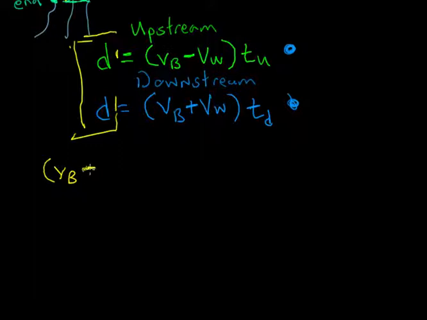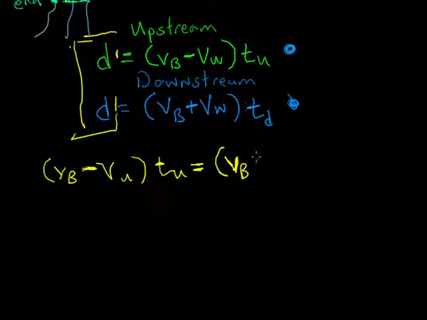is the relative speed of the water slowing the boat down as it goes upstream, times the time upstream, is equal to the water speeding the boat up, so we have the boat speed plus the water speed, and the time it takes to go downstream.